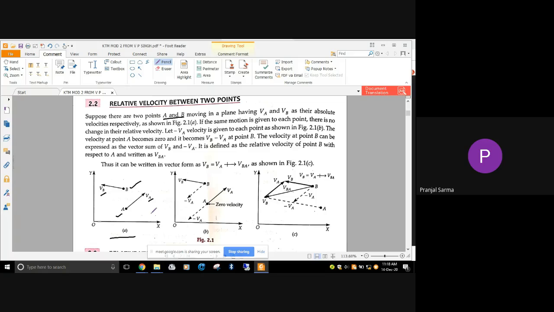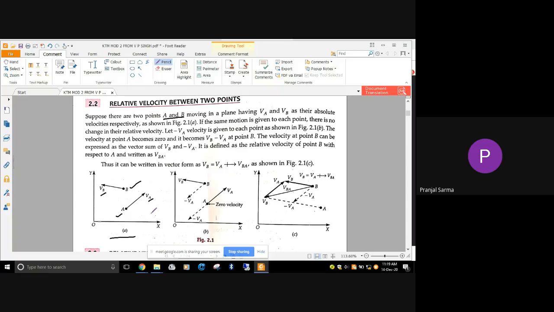Suppose a car is moving at a speed of 10 kilometers per hour, and you are running behind it at a speed of 5 kilometers per hour. So then definitely you have a particular relative velocity with respect to it.